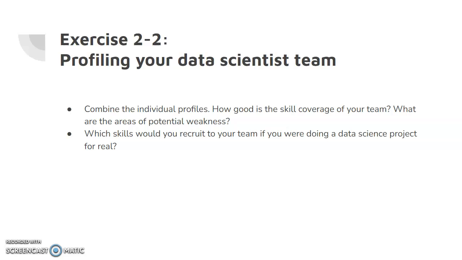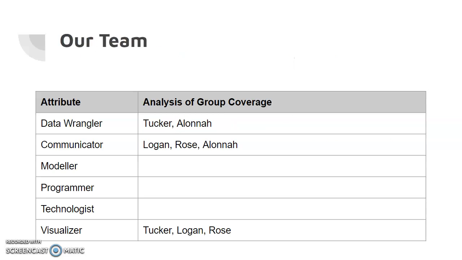So in exercise 2.2, we had to profile our data scientist team. So we combined our individual team profiles and looked at how good the skill coverage was, what areas of potential weakness were identified, and which skills we would recruit to our team if we were doing a data science project for real. So if we were to look for new members, what skill set we need them to have based on the lack of on our team.